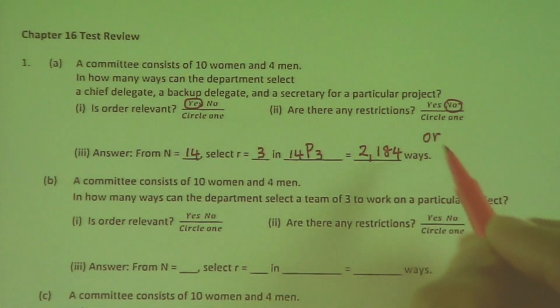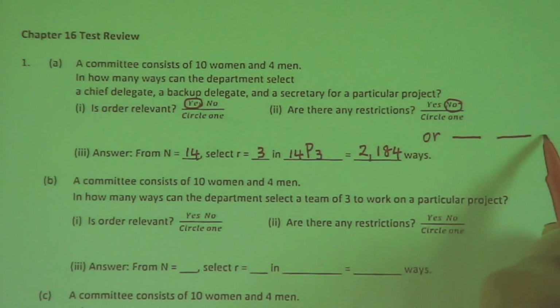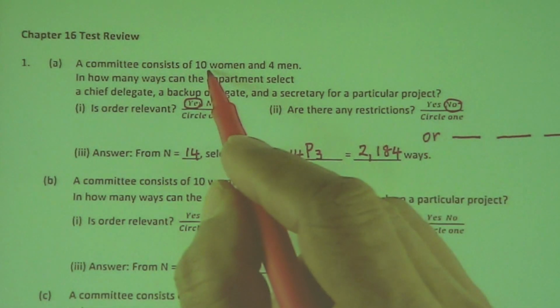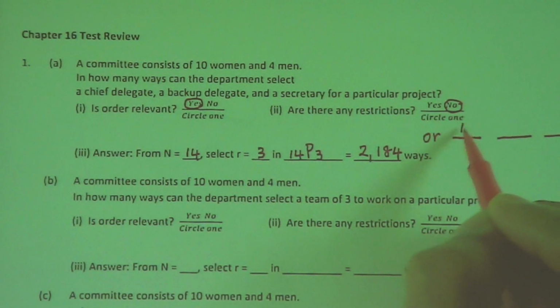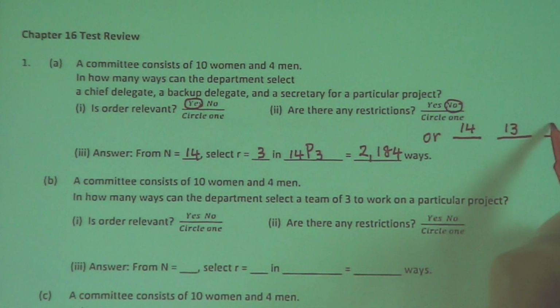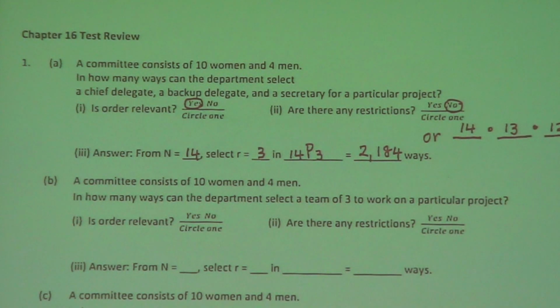Or we are filling positions. So we have 3 positions to fill, and any of the 10 and 4, 14 could be there, and 13 and 12. So the multiplication rule, multiply those 3 numbers and you should get the same answer.